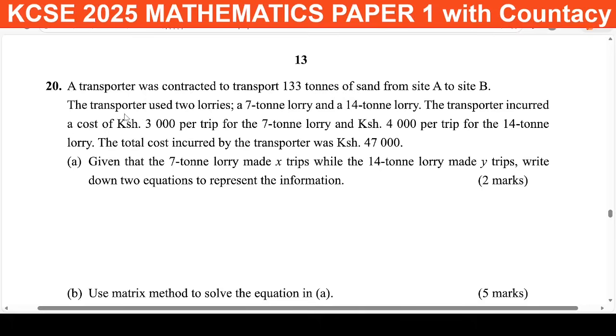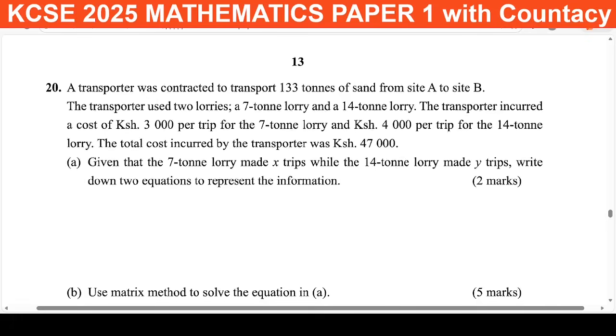A to site B. The transporter used 2 lorries, a 7-ton lorry and a 14-ton lorry. The transporter incurred a cost of shillings 3,000 per trip for the 7-ton lorry and shillings 4,000 per trip for the 14-ton lorry. The total cost incurred by the transporter was shillings 47,000. For part A, given the 7-ton lorry made X trips while the 14-ton lorry made Y trips, write down 2 equations to represent the information.